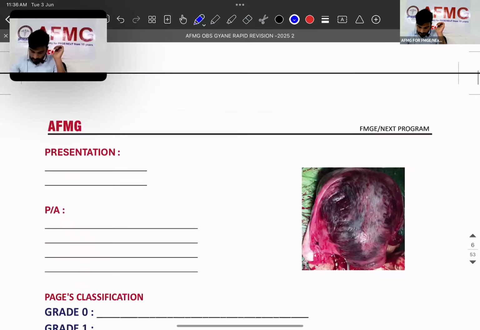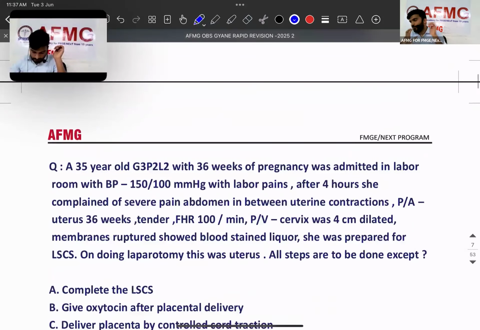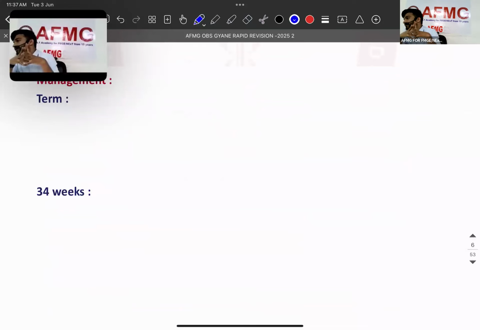Now, sir, in which condition of abruptio placenta will you go with cesarean section? Fetal distress, mother is unstable, or mother is at risk, then the answer is cesarean section. Other than that, the answer is normal vaginal delivery.